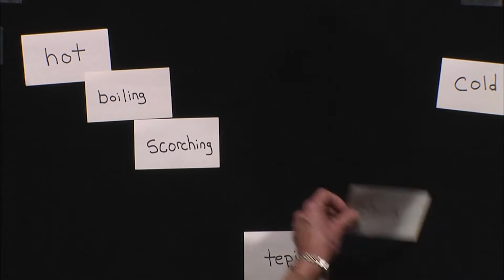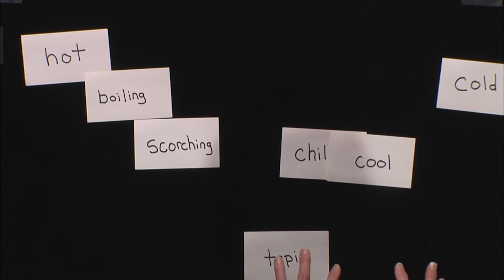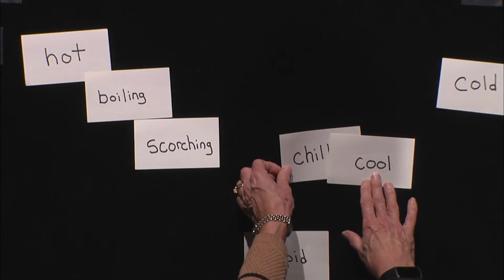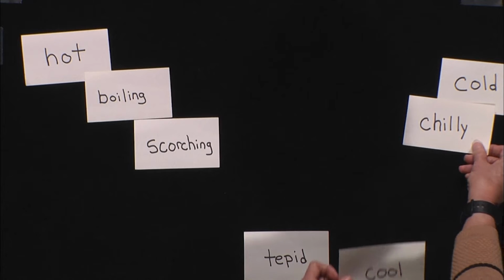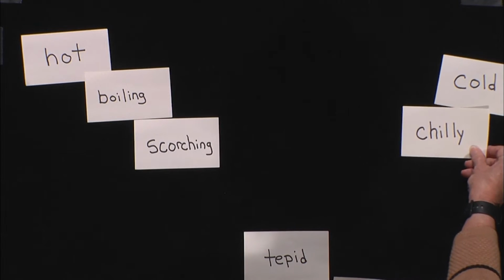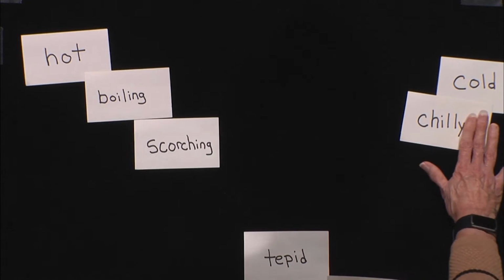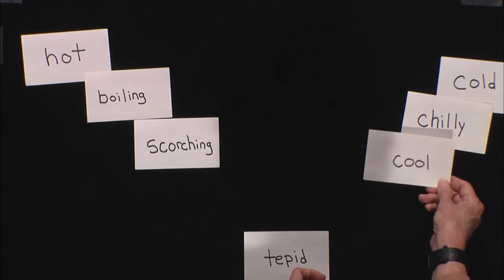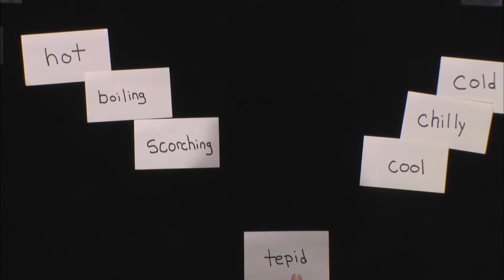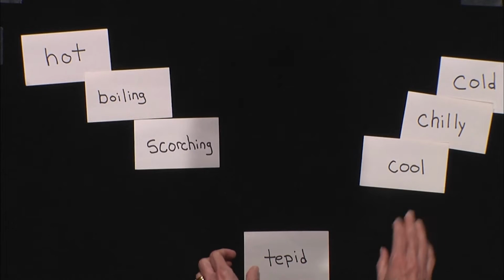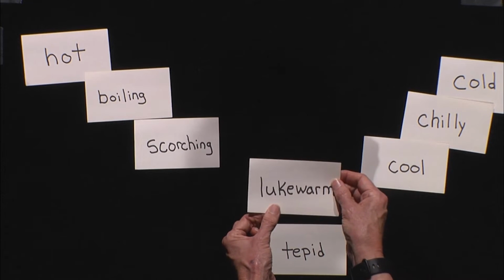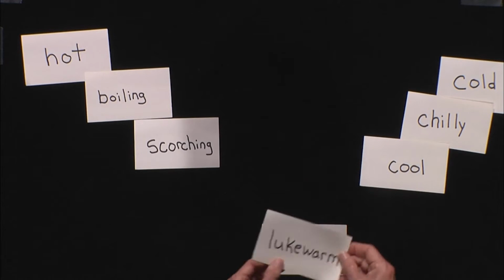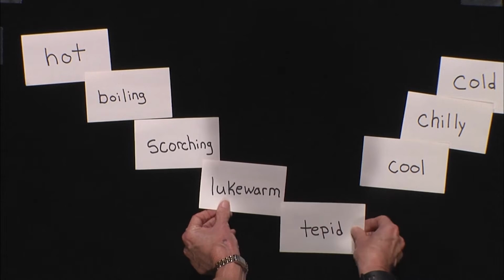And here I have two words that are closer to cold. I have chilly and cool. And I think if I'm chilly, I'm not really comfortable. And so I think that's close to cold because I know I'm not comfortable when it's cold. And then cool, it seems like it's not quite as close to cold, because when I'm cool, I think I am comfortable. And so I'll put cool here. And then because lukewarm has actually the word warm in it, I'm going to put it on this side of tepid.